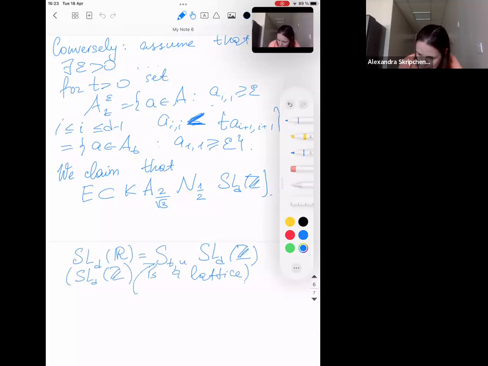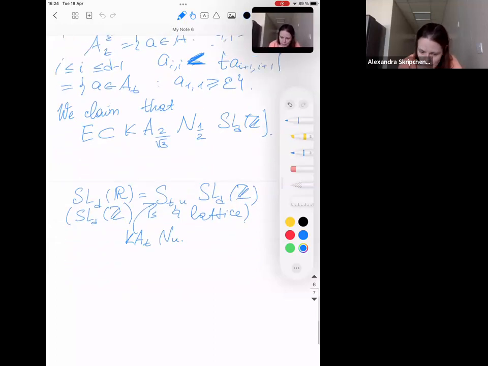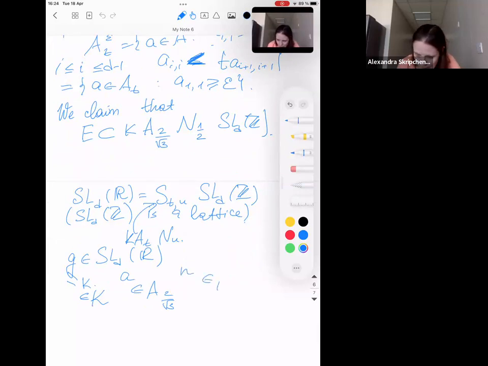And this STU was constructed as K, AT, and U. And then for any G that lives in our SLDR, we can represent it as a composition of K, when K lives in this big group K, A, when A lives in our A marked with 2 over square root of 3, and N, when N lives in N 1/2. So we could write it like that, and then we have to add here gamma, where gamma is a member of SLDZ.